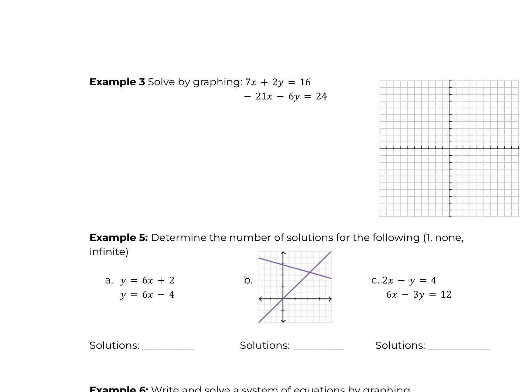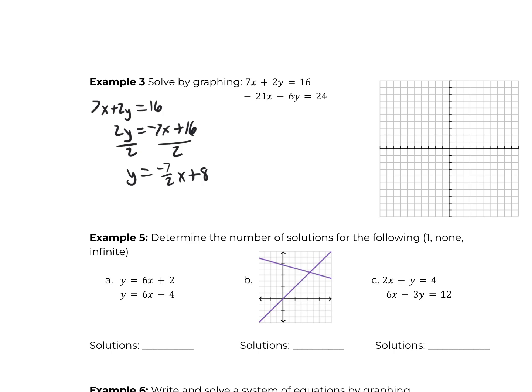So we'll do the same thing here for example 3. We've got to solve to get y by itself. So 7x plus 2y equals 16. I'm going to subtract 7x from both sides first to get negative 7x over on the right side, and then I'm going to divide by 2. Y equals negative 7 halves x plus 8.